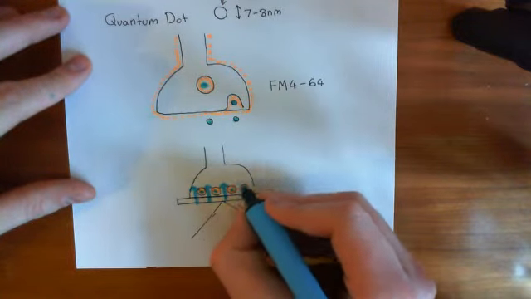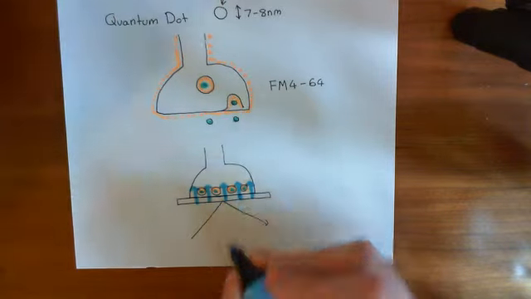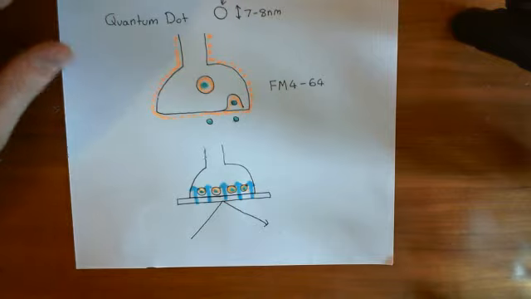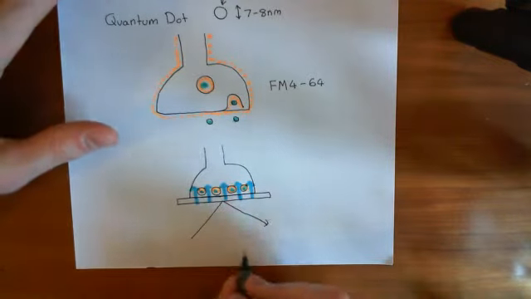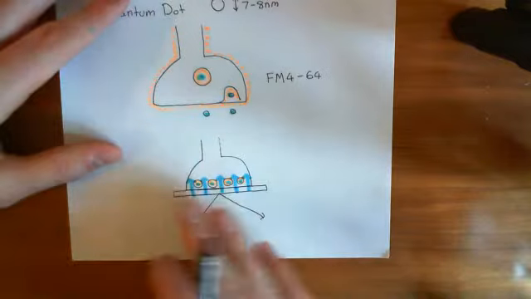So here comes our evanescent wave. Now the evanescent wave, this energy of the evanescent wave will excite both the FM464 and also the quantum dots. So they'll both start fluorescing. So we then collect this radiation, and we have a picture of this slice of the cell.